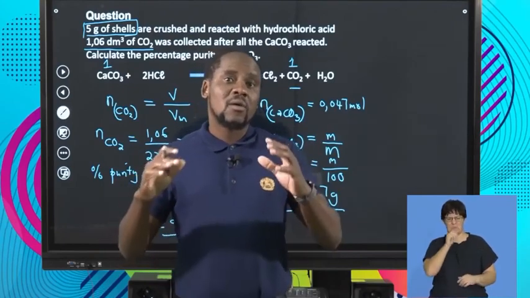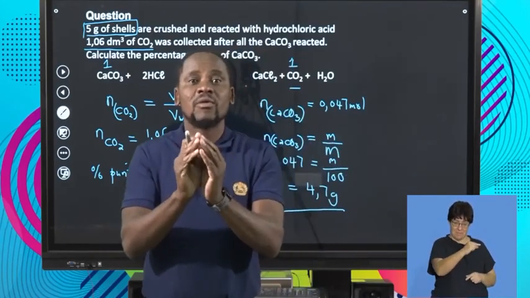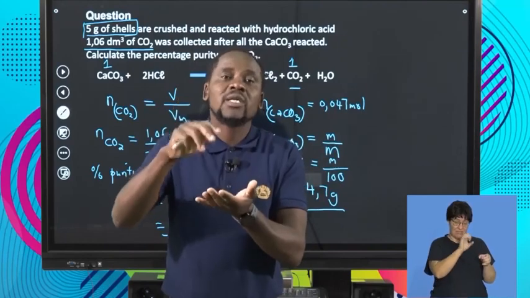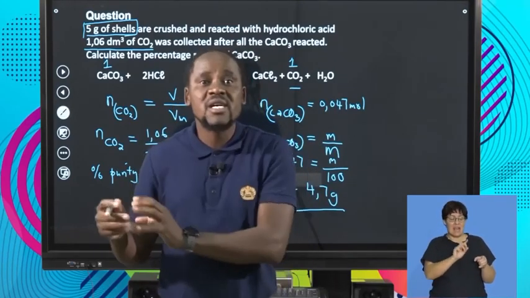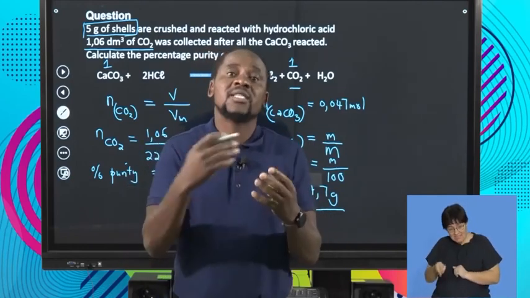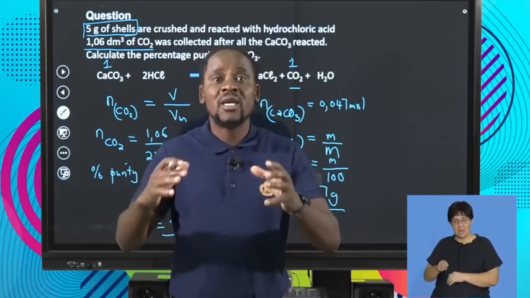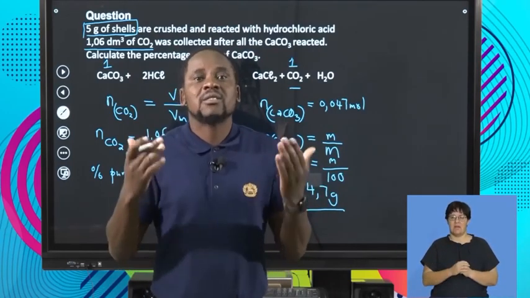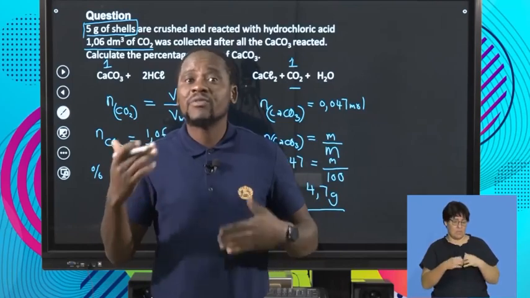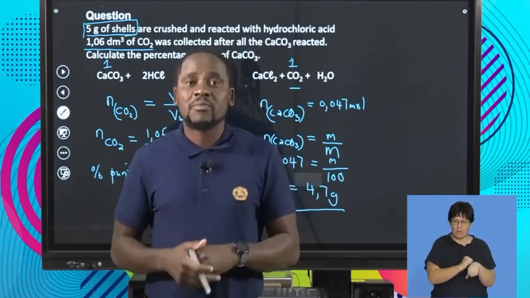So what does the 94% purity mean? It means that of the 5 gram sample of the eggshell, 94% is calcium carbonate, and the remainder is other substances that did not take part in the reaction forming the carbon dioxide that we collected. We need to practice these kinds of problems quite often so that you become more comfortable with them.